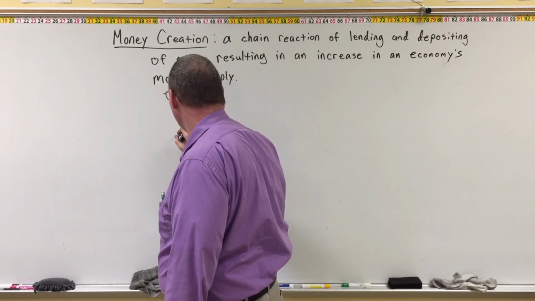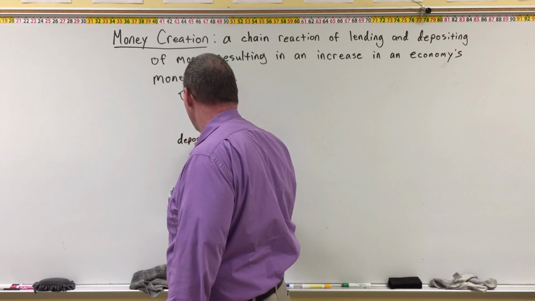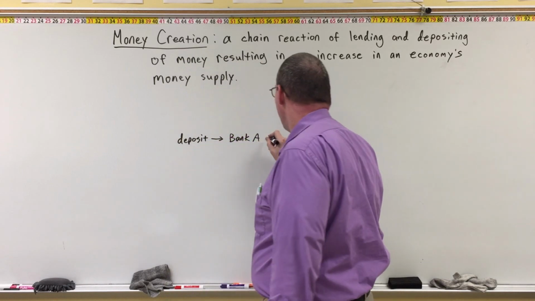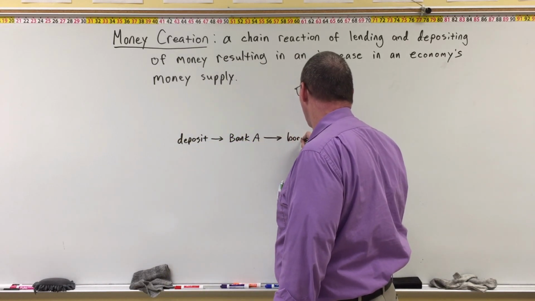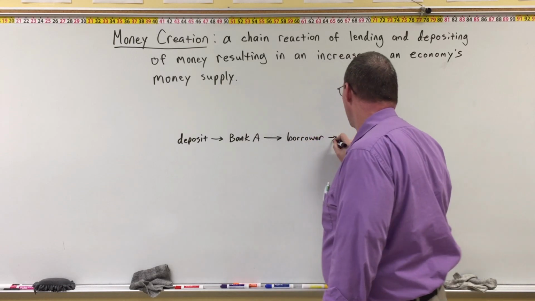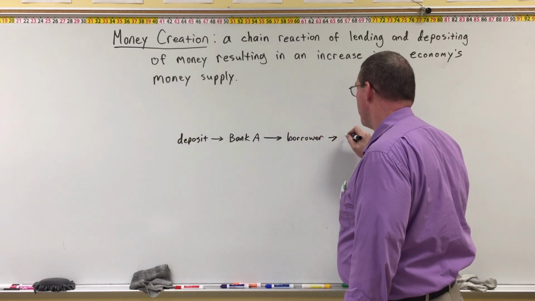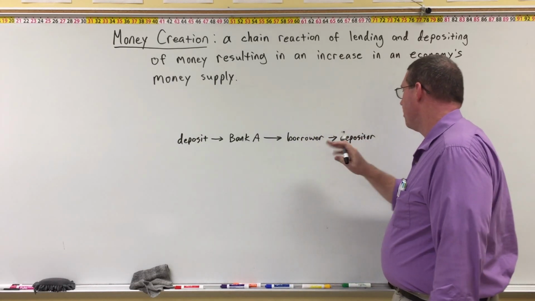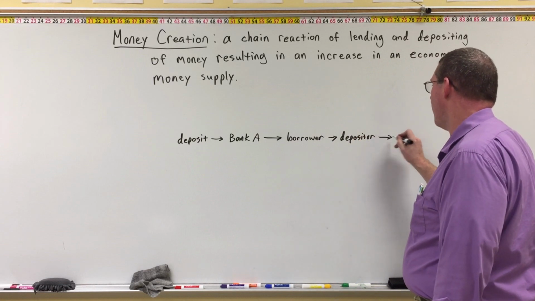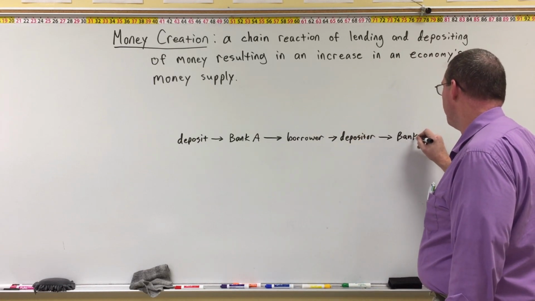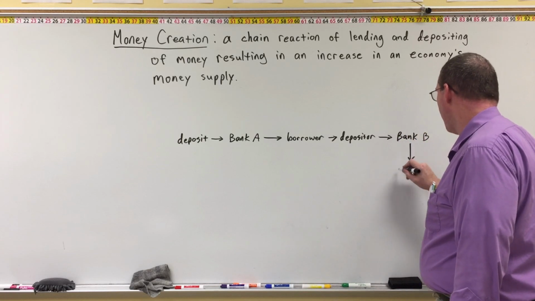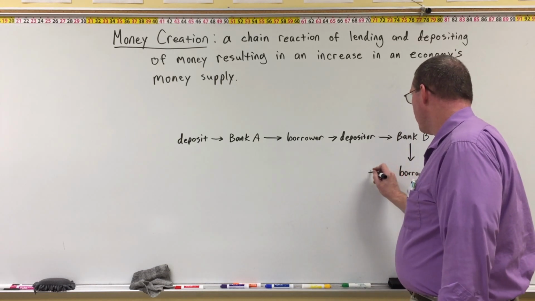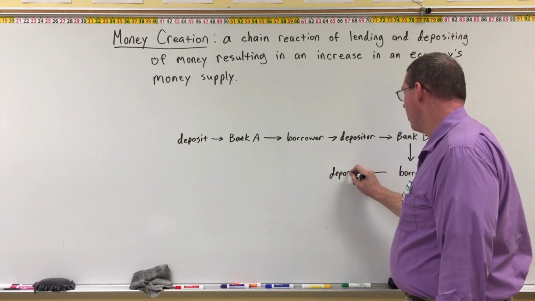And here's the idea, and I alluded to this in a previous segment. Somebody deposits money in the bank, let's say Bank A. Then that bank loans out money to a borrower. The borrower spends the money and it goes to some other depositor. Whoever received the money is now a depositor and puts the money into their bank, Bank B. Then Bank B loans out the money to another borrower. Then that borrower spends the money and it goes to another depositor.